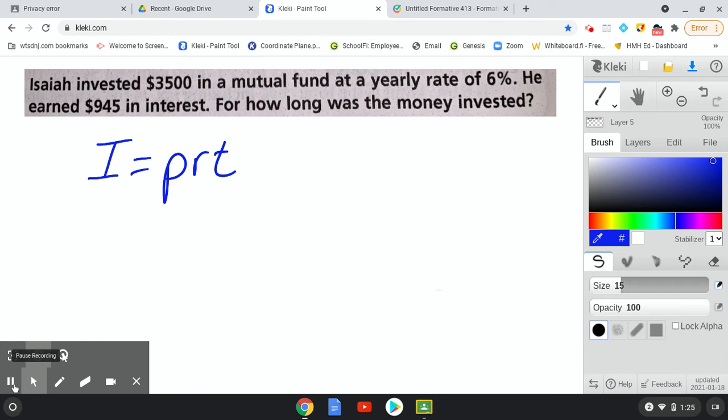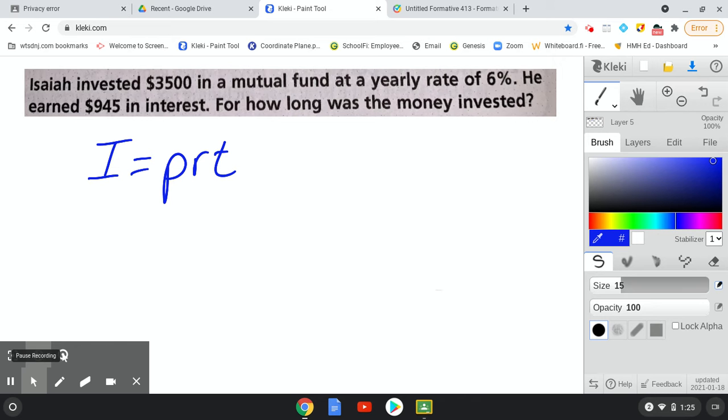Okay, let's look at this example. It says Isaiah invested $3,500 in a mutual fund at a yearly rate of 6%. He earned $945 in interest. For how long was the money invested? Okay, so here they're asking for how long it was invested. That's the time part of it. So that's the T in our formula here.